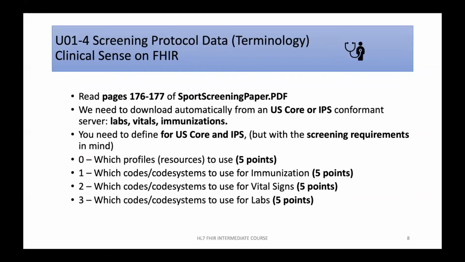The fourth assignment is about terminology. It's for your clinical side. So you have to read 2 pages of a paper about screening athletes, new athletes for a team. And the goal is to download automatically from a US Core or IPS server labs, vitals, and immunizations. So you need to define for both of them, taking into account that you only need the codes that are in the screening requirements, which profiles or resources to use, which codes and code system to use for each part of the screening: immunization, vital signs, and labs.